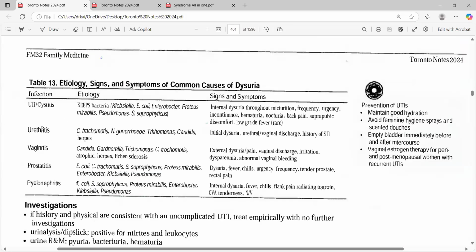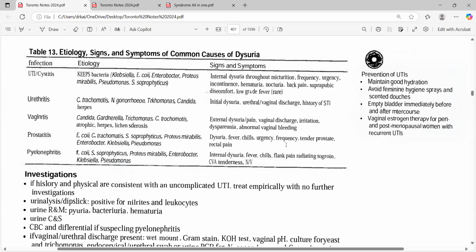As you can see, the cystitis, it could present with the internal dysuria, nocturia, back pain, suprapubic discomfort. In urethritis, there is internal dysuria, then there is vaginal discharge or history of STI. Then there is vaginitis. In that one, there is dysuria and there is vaginal discharge. Then prostatitis, there is dysuria, fever, chills, urgency, frequency, tender prostate. Then pyelonephritis is basically coming from the kidney, so it has the flank pain.